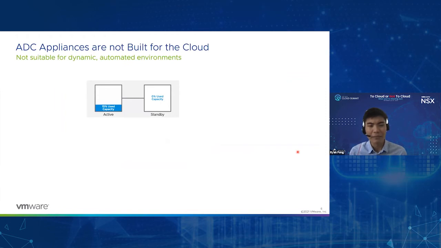So diving a bit deeper into the challenges of using traditional application delivery controllers, or ADCs, right? They tend not to be built for cloud because, as mentioned, they come in physical boxes in an active standby pair. So in this case, for example, you might have one box that's used at 15% capacity, and the other box, because it's purely for standby, for failover purposes, right? You essentially are using 0% of the investment that you've made into that piece of hardware.